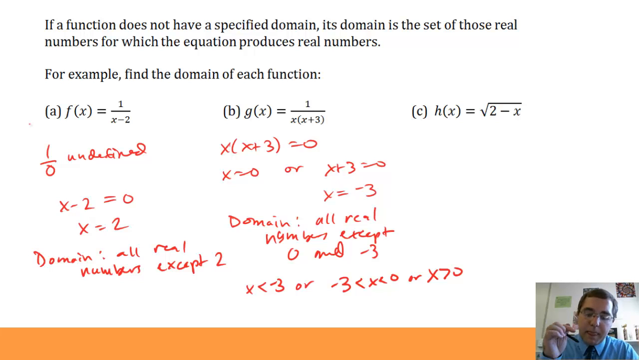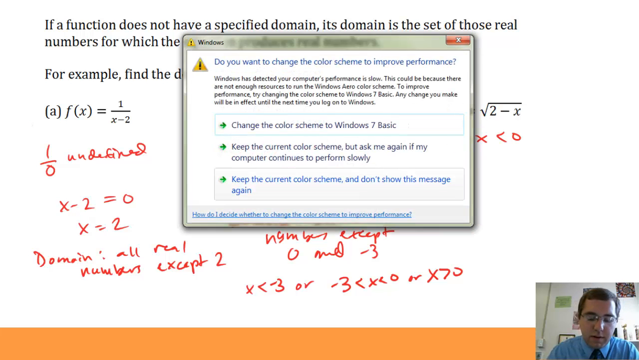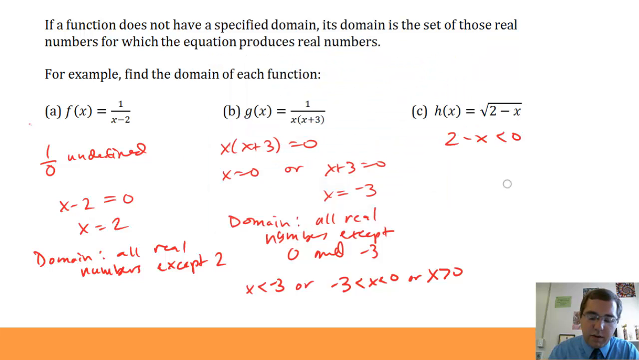Part C, h of x equals the square root of 2 minus x. So this time we don't have a fraction, so we don't have to worry about the denominator being 0. But what we do have to worry about whenever we have square roots is that we cannot take the square root of a negative number. The square root of, say, negative 4 does not exist. The square root of any negative number is not a real number. So what we need to be careful of here is anything for which 2 minus x would be less than 0. If it's less than 0, we cannot take the square root of it.